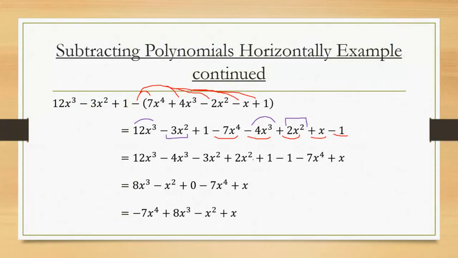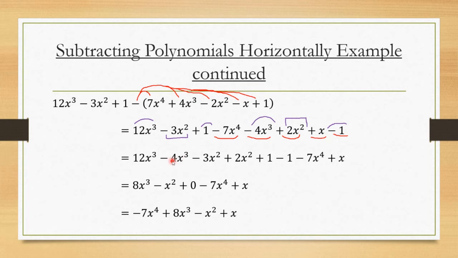So we put them together. Plus 1. What else? Not minus 7x to the 4. We can't do that. X, we can't combine it with x. Minus 1 we can. So we have 1 minus 1. And the minus 7x to the 4 and x are terms that are left over.